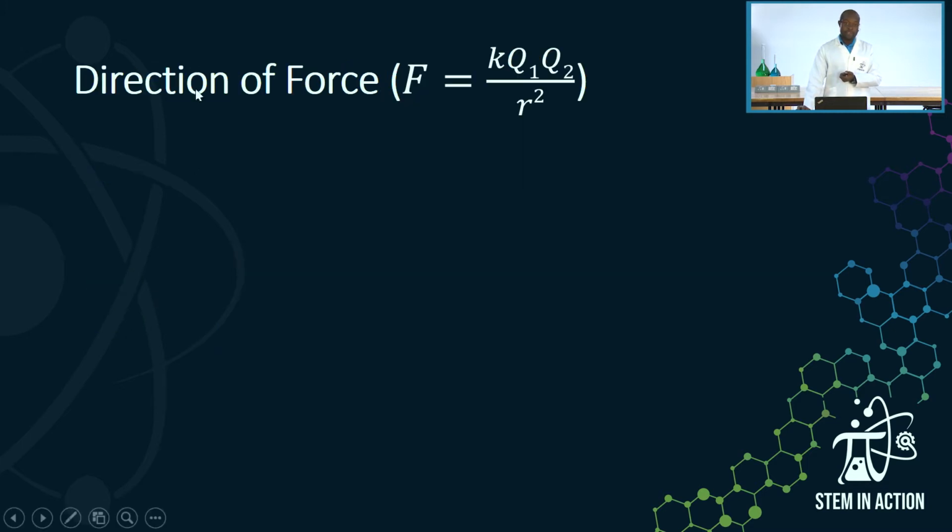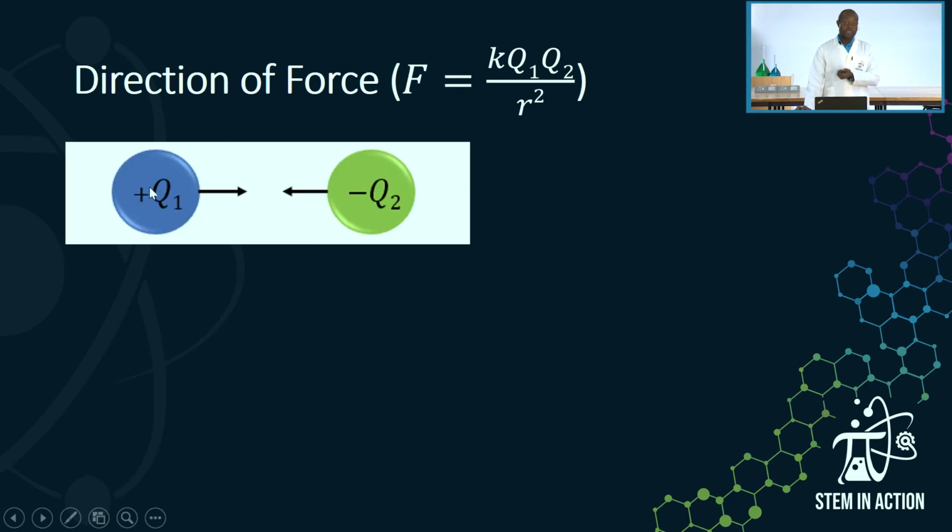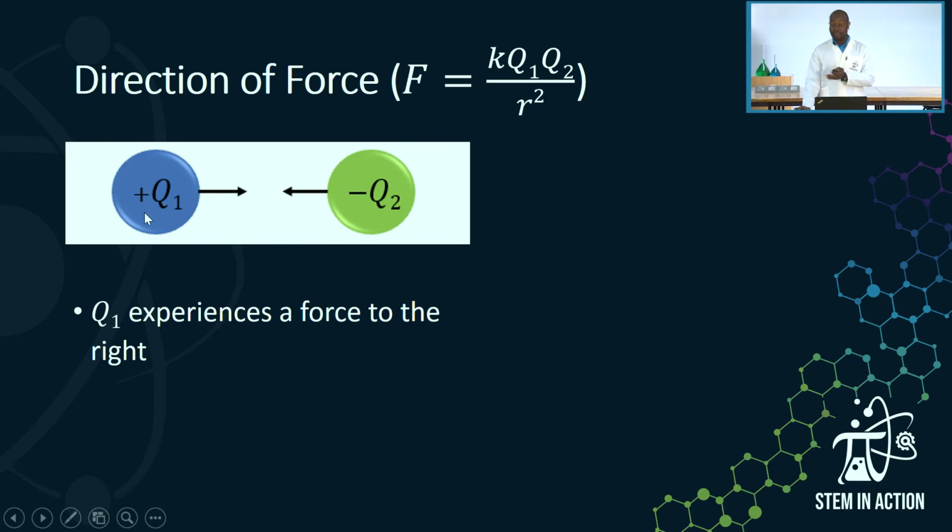So, to determine the direction of force when we have two charges that are adjacent or close to each other, you'd remember this formula that we have already introduced. If we have two objects, one that is positive and another one that is negative, what then happens is that Q1 experiences a force to the right. Q1 is getting attracted by Q2, so it's going to experience a force to the right.